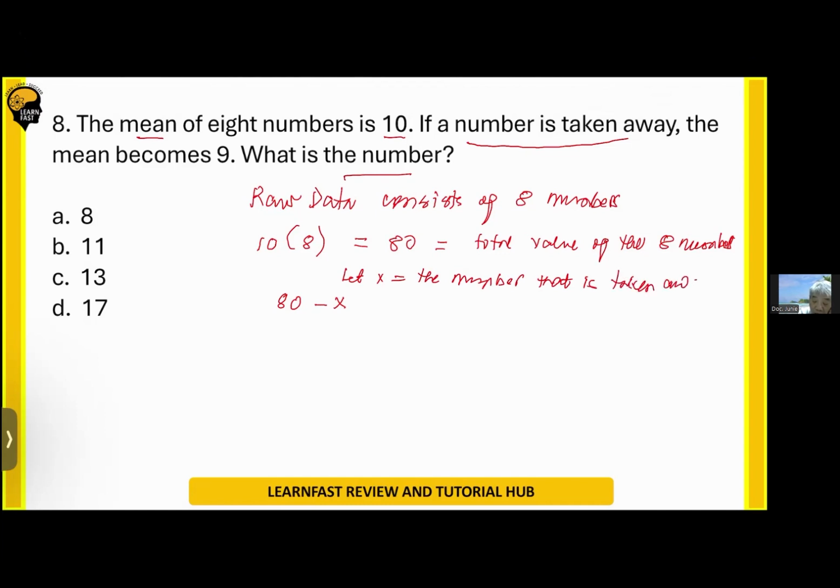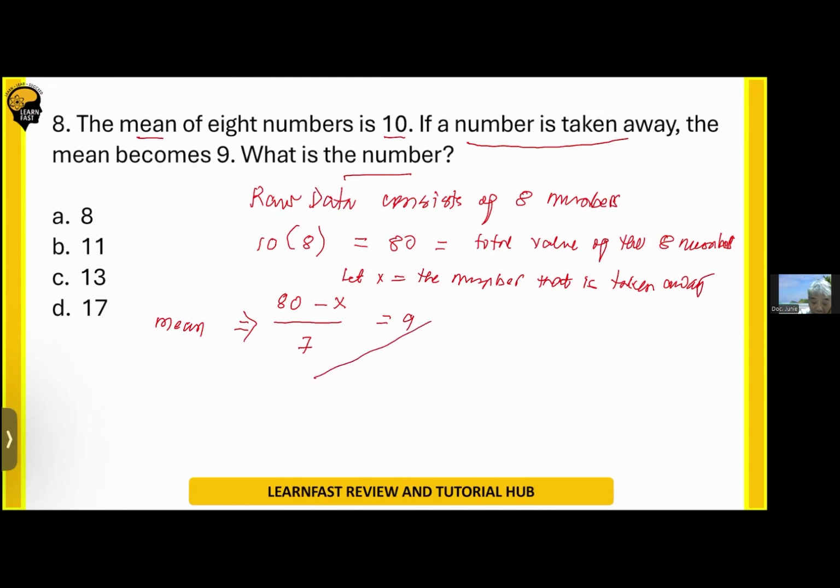So we're now ready to set our equation, 80 minus x, okay? And then how many numbers are left now? So since you have removed one number from 8 numbers, there are 7 numbers left. So this would be divided by 7. And that is the definition of the mean, okay? So the mean, after removing one number from the 8 numbers, the mean becomes 9. Okay, so that is our equation. 80 minus x divided by 7 equals 9.